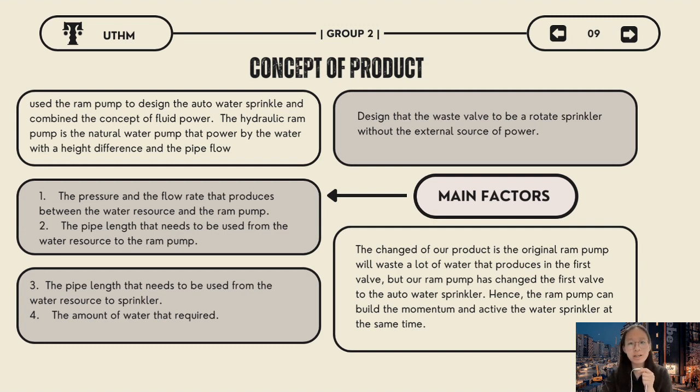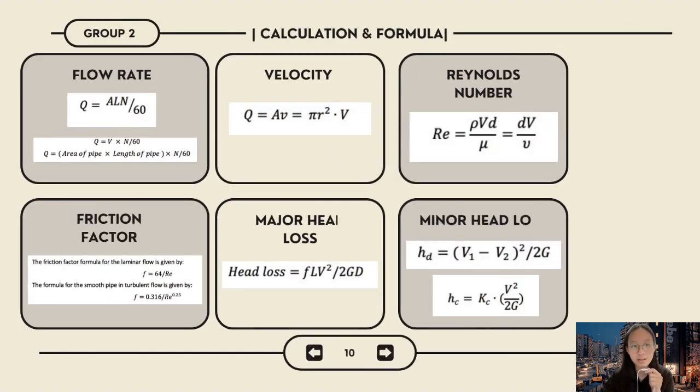In this product, the change in our product is that the original ram pump wastes a lot of water produced in the first valve, but our ram pump has changed the first valve to the auto water sprinkler. Hence, the ram pump can build the momentum and activate the water sprinkler at the same time.